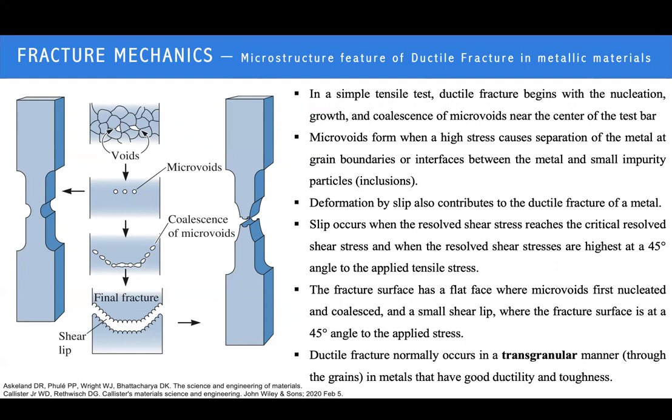These microvoids nucleate at the beginning of the applied load, and then these microvoids will grow and coalesce along the center of the test bar. So these microvoids will initially be found at the center of the test bar.